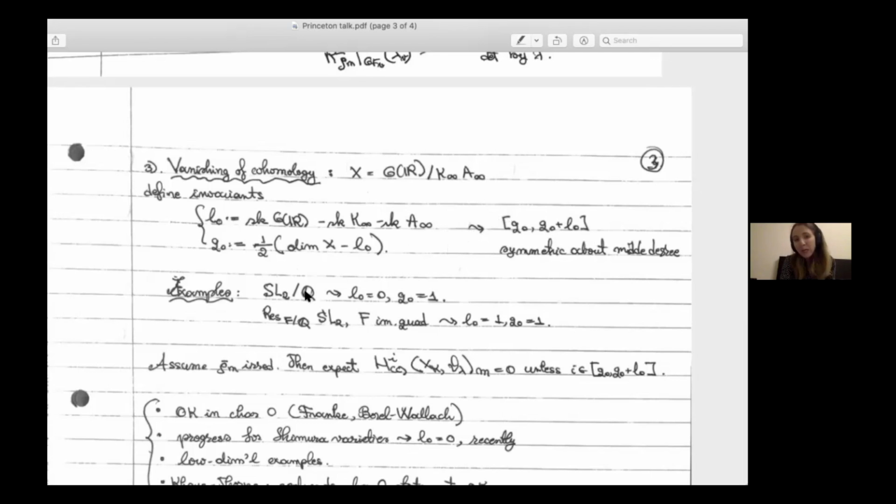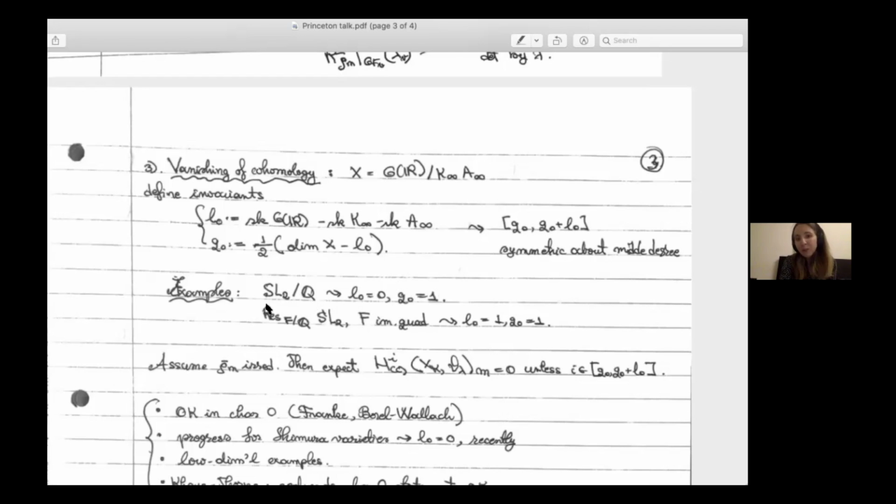For example, when you have SL_2 over Q, so that's a case where you have this algebraic structure, that's the case of modular curves. In that case, this l_0 is equal to 0 and q_0 is 1. And that's saying the range of degrees that you're looking at is just H^1 of the modular curve. And by the Eichler-Shimura isomorphism, we know that that's the interesting degree of cohomology for the modular curve. That's the one where you see cusp forms contributing.